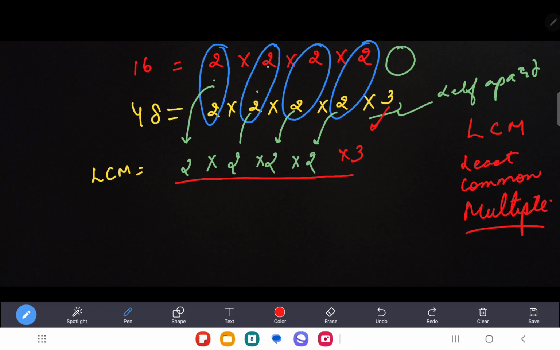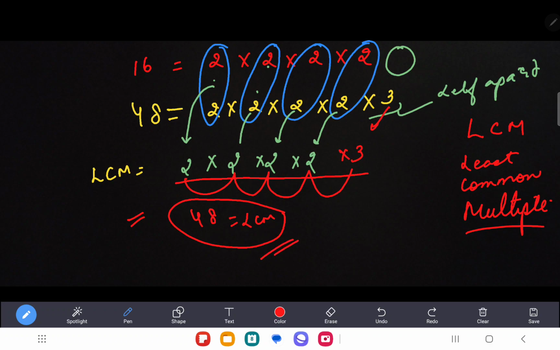And then you multiply these numbers. So your answer shall be 4 times 2, 8; 8 times 2, 16; 16 times 3, 48. So your LCM shall be 48. Understood the method now? So you first, what do you do, Adam?